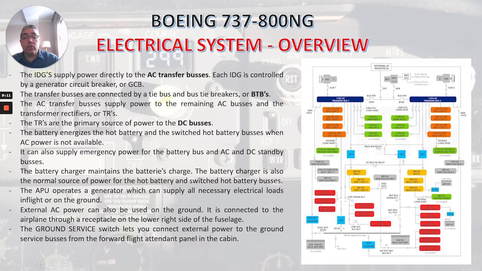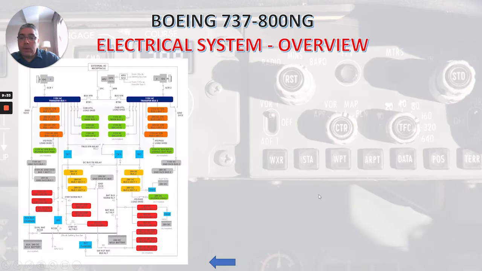External AC power can also be used on the ground. It is connected to the airplane through a receptacle on the lower right side of the fuselage. The ground service switch lets you connect external power to the ground service buses from the forward flight attendant panel in the cabin. Now let's talk about some of these buses here.